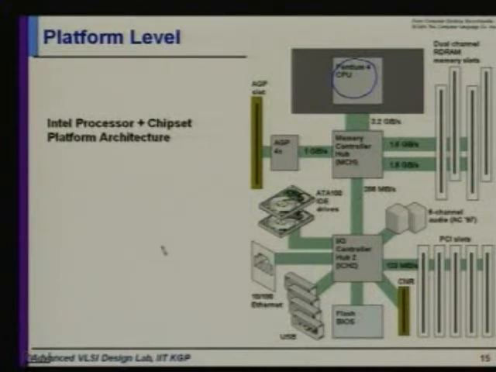And the picture is completely different, at least in terms of performance, when you take the similar picture for a mobile processor plus chipset architecture. This is for a typical desktop. For a mobile device like a cell phone, you will again have a different kind of architecture at the platform level, and there power is a very important criterion.